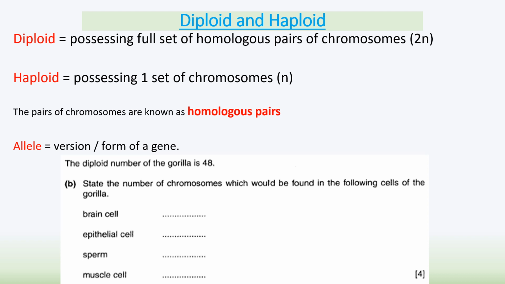So you should be able to look at this and think about this question. If a gorilla has a diploid number of 48, the brain cells will have 48 chromosomes, the epithelial cells will have 48 chromosomes, the muscle cells will have 48 chromosomes as they are diploid. The haploid sperm will have 24 chromosomes.